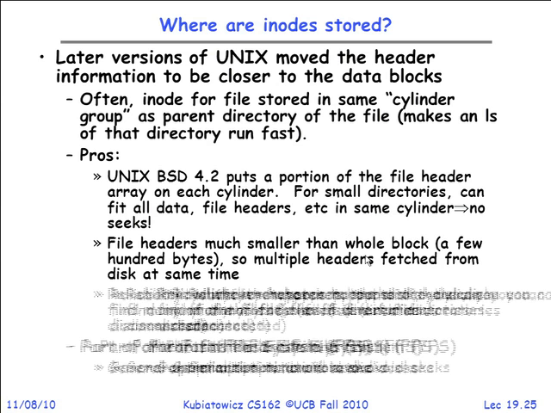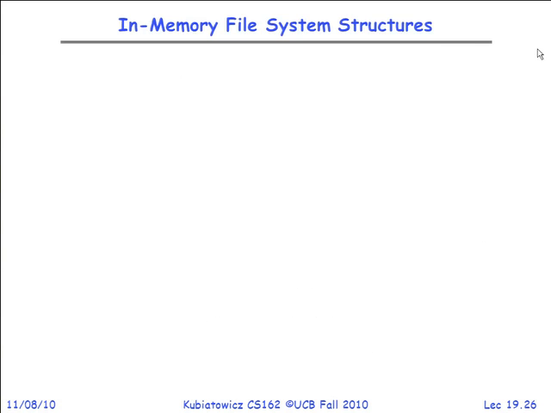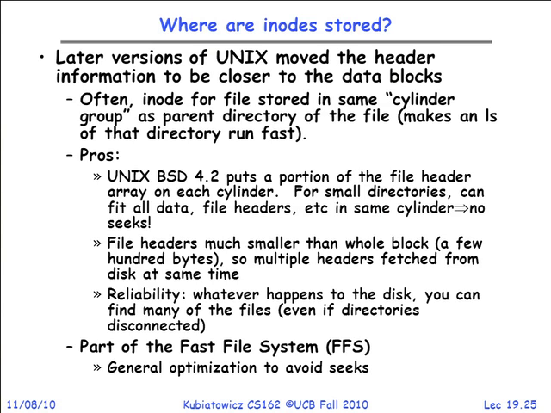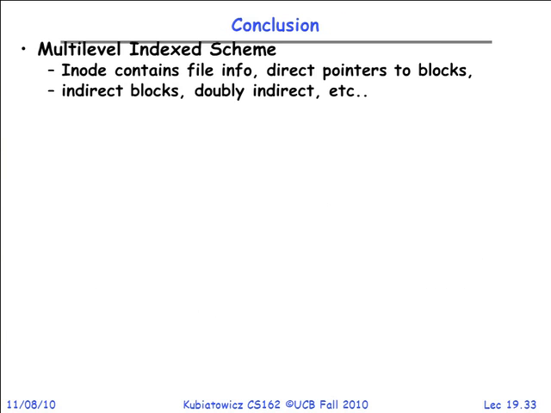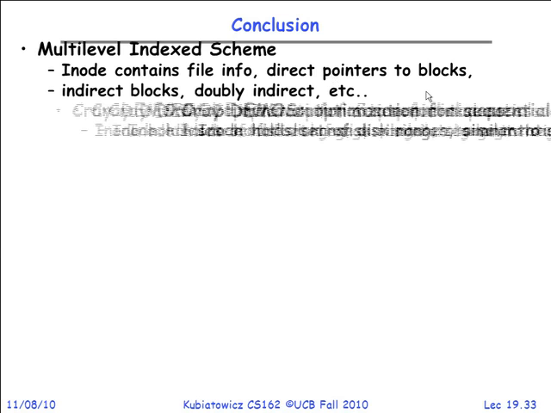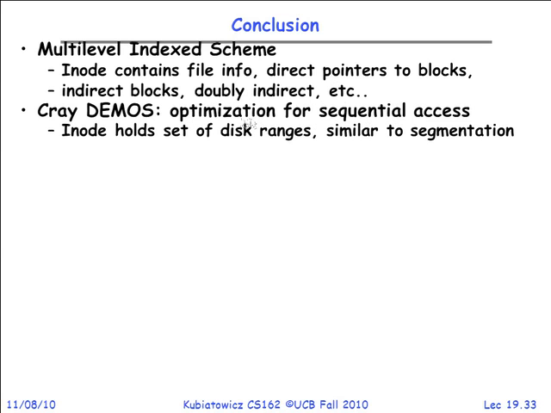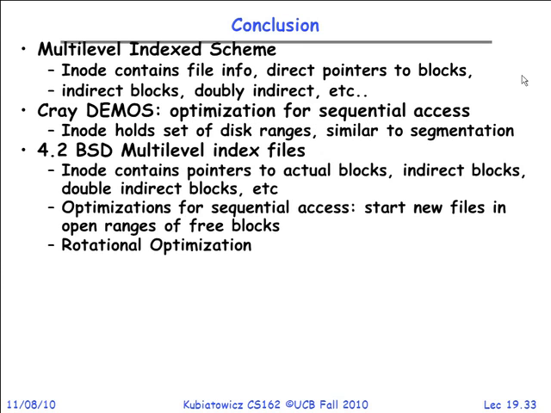Okay, I think we're at a good stopping point here. So in conclusion, we'll pick up next time. We talked about multi-level index schemes like 4.1 BSD. The inode contains file info, direct pointers to blocks, and indirect blocks: doubly and triply indirect blocks. We talked about Cray DEMOS, which was an attempt to go after sequential access, and was a little bit subject to fragmentation. We talked about 4.2 BSD, which was a nice file system plus a set of optimizations. We talked about naming, which is the act of turning user-visible names into actual resources.